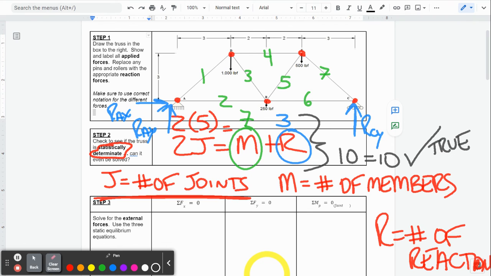So again, if you want to take this in, please pause here, think about what I was talking about, and then you can continue on to step 3. Step 3 is going to be a little more labor intensive, but I will talk about that in the next video.